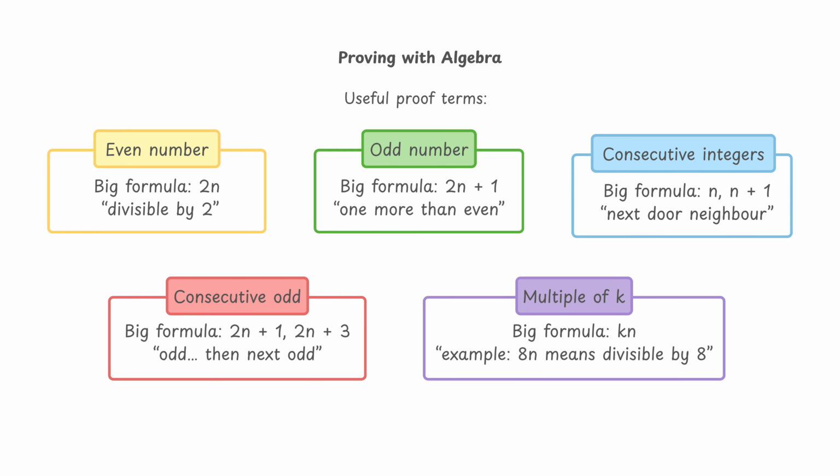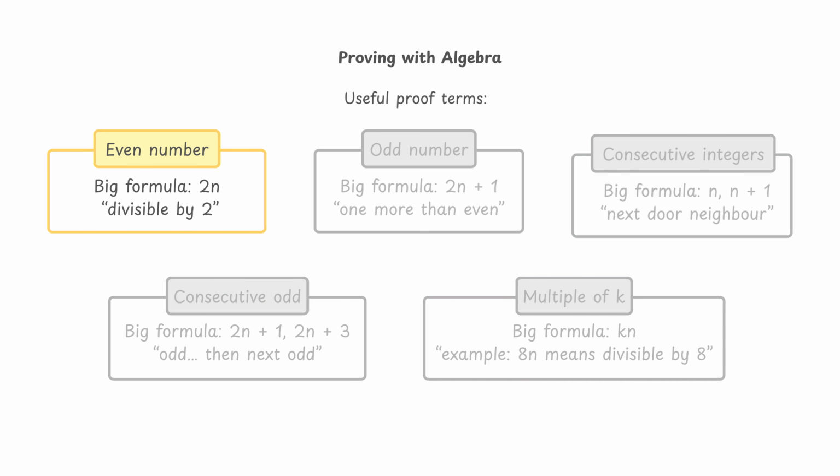Now let's look at some useful expressions we use when proving in algebra. These help us turn words into algebra, which makes proving much easier. First, an even number. An even number can always be written as 2n. This shows it is divisible by 2. Next, an odd number. An odd number can be written as 2n plus 1. This means it is one more than an even number. Now, consecutive integers. These are numbers next to each other, so we write them as n and n plus 1. For example, 5 and 6, or 10 and 11.